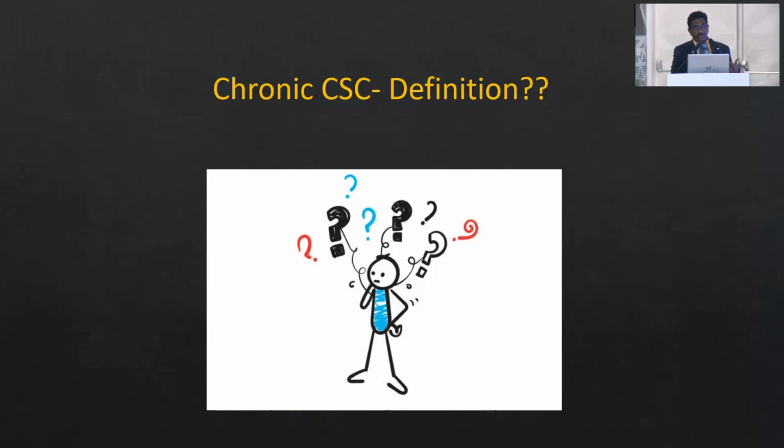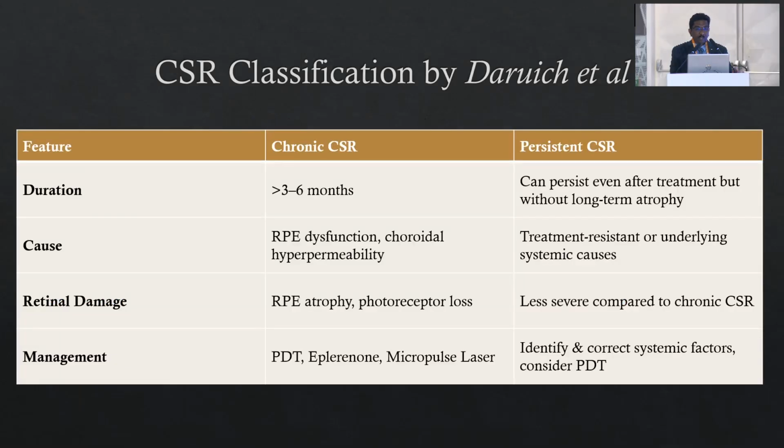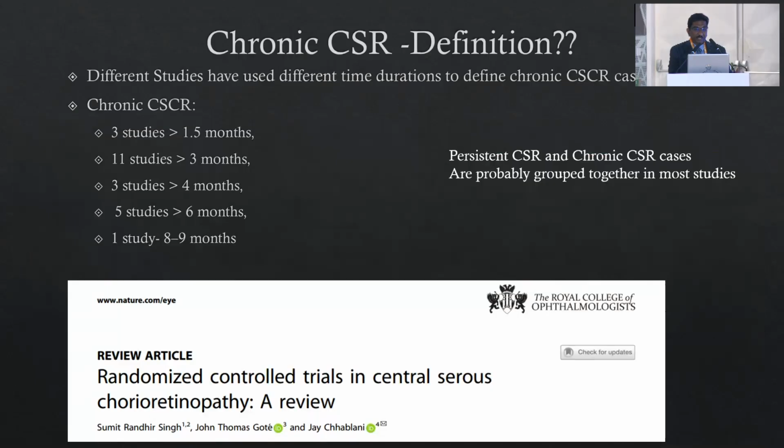Actually, it's very confusing. If you go by this classification, they are classified as non-resolving CSR, recurrent CSR, chronic CSR, and inactive CSR. Non-resolving or persistent CSR is classified as something that is lasting more than 4 months. And chronic CSR and persistent CSR, again, they have made a differentiation. Chronic CSR is only when you have a widespread RPE atrophy or neurosensory retinal detachment. So they have made a classification between, again, chronic and persistent according to this study.